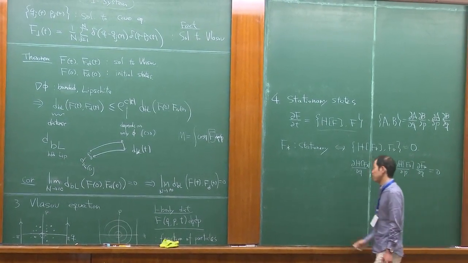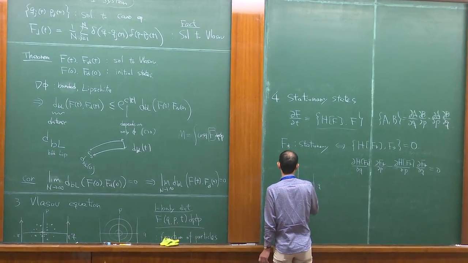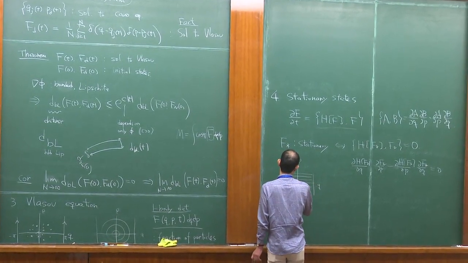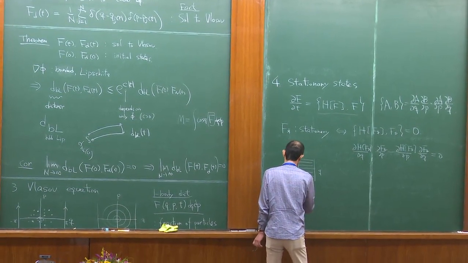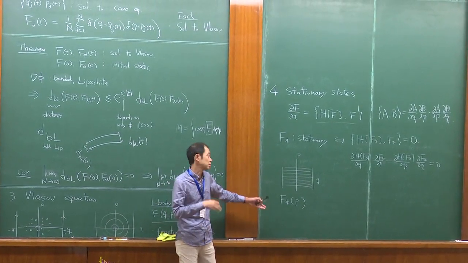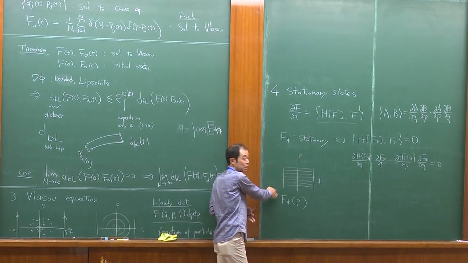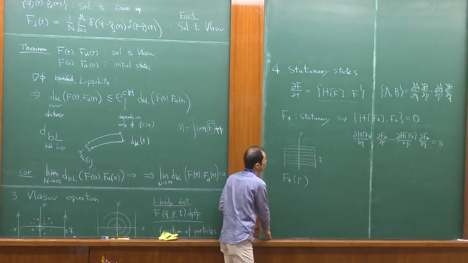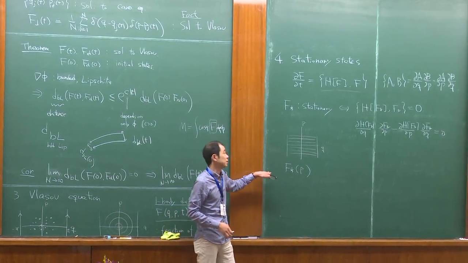Okay, so first I consider the so-called homogeneous distribution. So this one is a homogeneous distribution. It means that this distribution does not depend on Q. So especially homogeneous. So these are the contours of this distribution. So what happens if we consider this spatially homogeneous distribution?